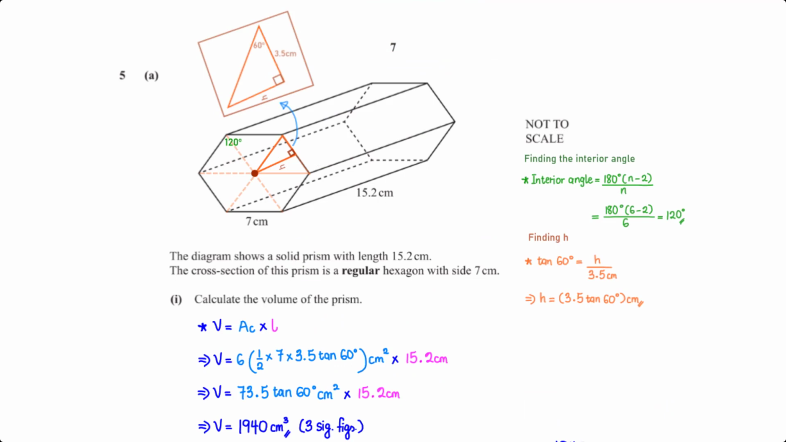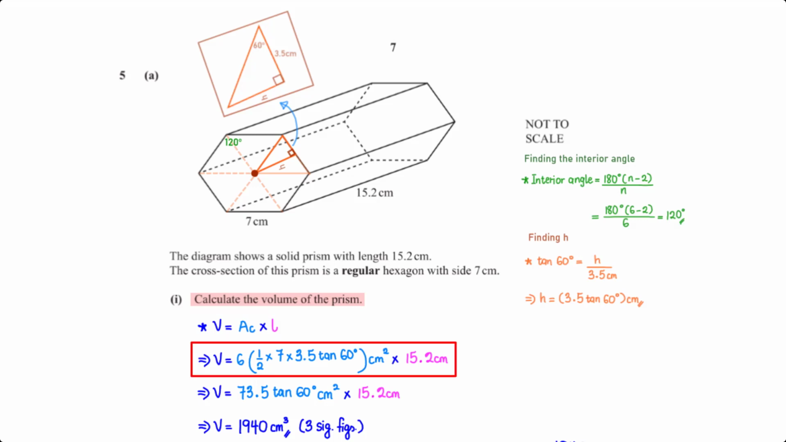The diagram shows a solid prism with length 15.2 centimeters. The cross-section of this prism is a regular hexagon with side 7 centimeters. Calculate the volume of the prism. Here is the formula for the volume of a prism. The length L of the prism is 15.2 centimeters.